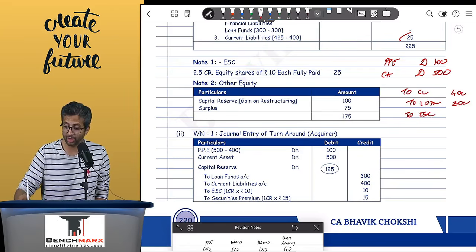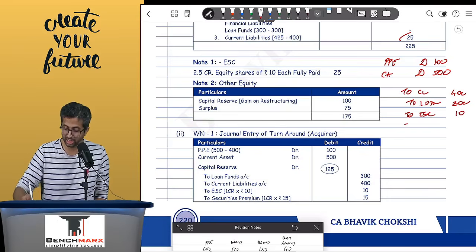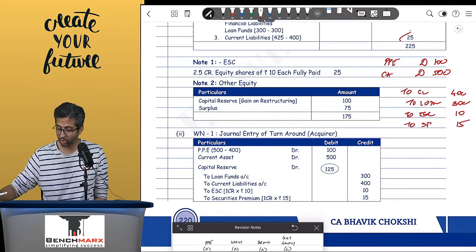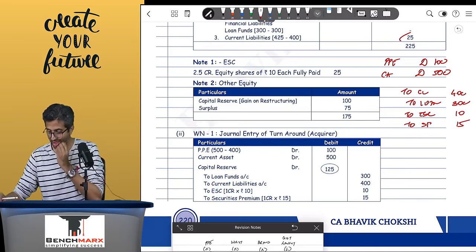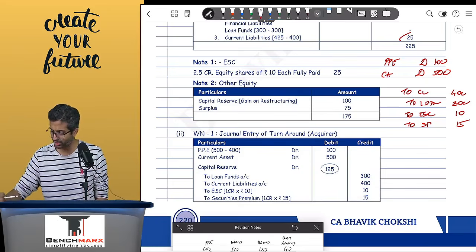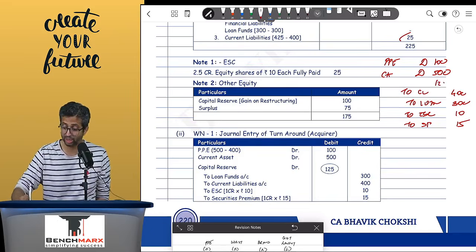Equity share capital: 1 crore shares of rupees 10 each, that is 10. At a premium of 15, the agreed price, so that is 1 into 15, that is 15. And hence if I go to see, there will be a balancing figure on, I think, the debit side. So this is 700 plus 25 minus 600, and I think there is a 125 debit balance.